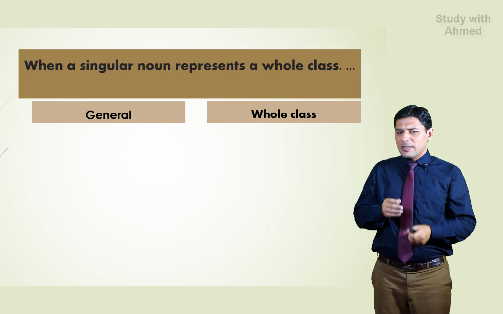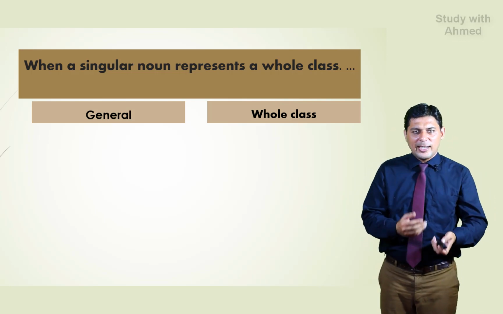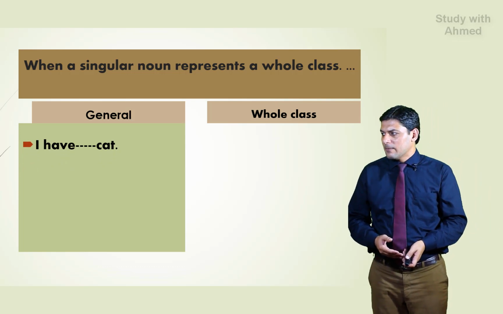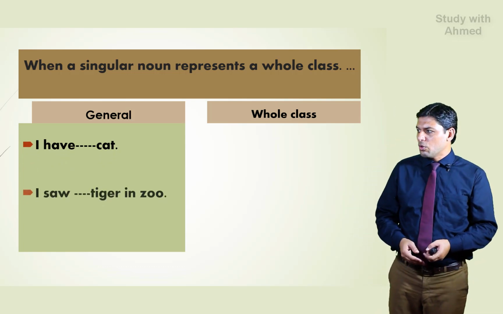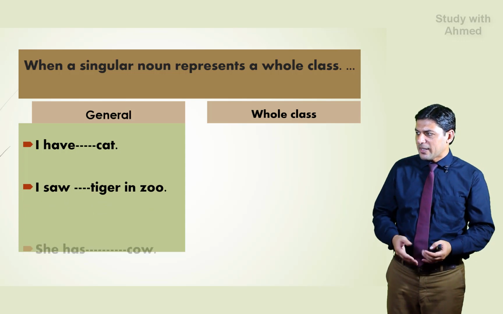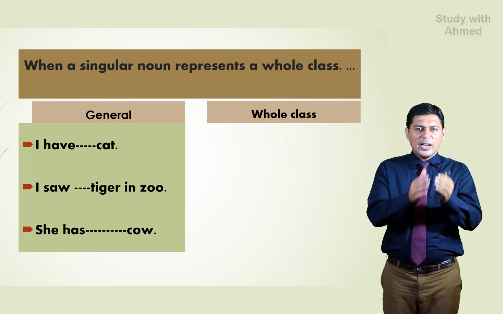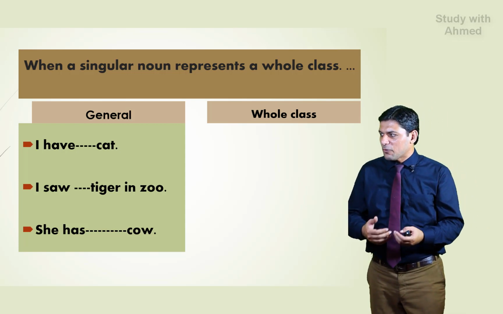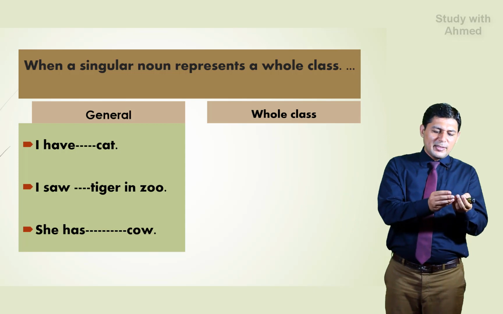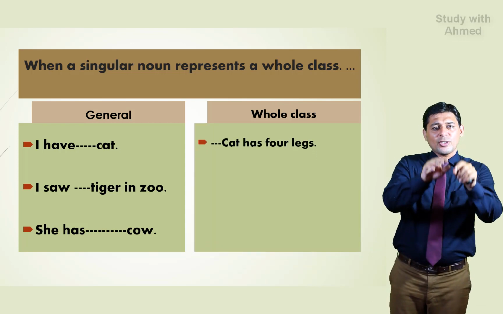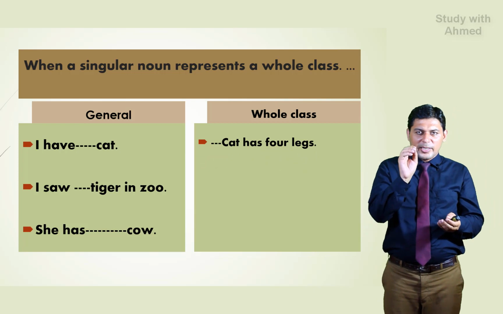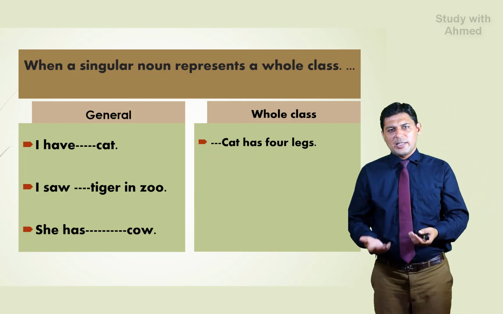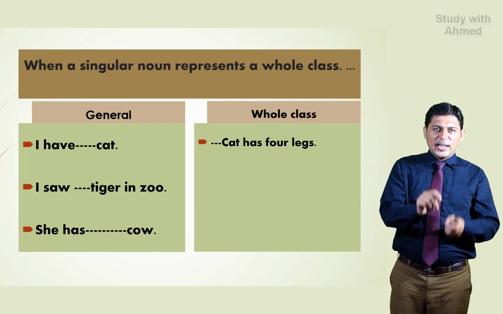Example is I have a cat. So general sense, I have a cat. I saw a tiger in the zoo. Or she has a cow. So a cat, a tiger, a cow. So in general we have a or an use करेंगे इसमें. But if we discuss the whole class, the cat has 4 legs. The cat here, we are not discussing one cat. We are discussing all kinds of cats. So singular cat in fact is representing the whole class. But in one sentence I have a cat.